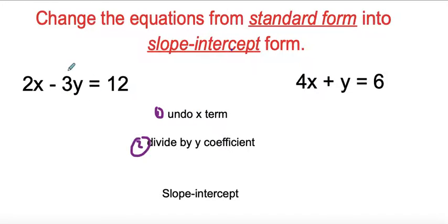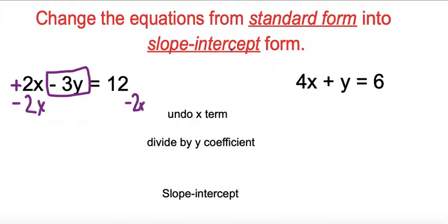All right, so my first step says if I want to get this y term alone, I want to undo that x term from the left-hand side. Well, if this is a positive 2x, to undo that, I'm going to subtract 2x. Right? I want to subtract 2x from both sides. Okay, so now I am left with negative 3y. Make sure to leave that sign where it is. So negative 3y, and on the right-hand side, I have 12 minus 2x.